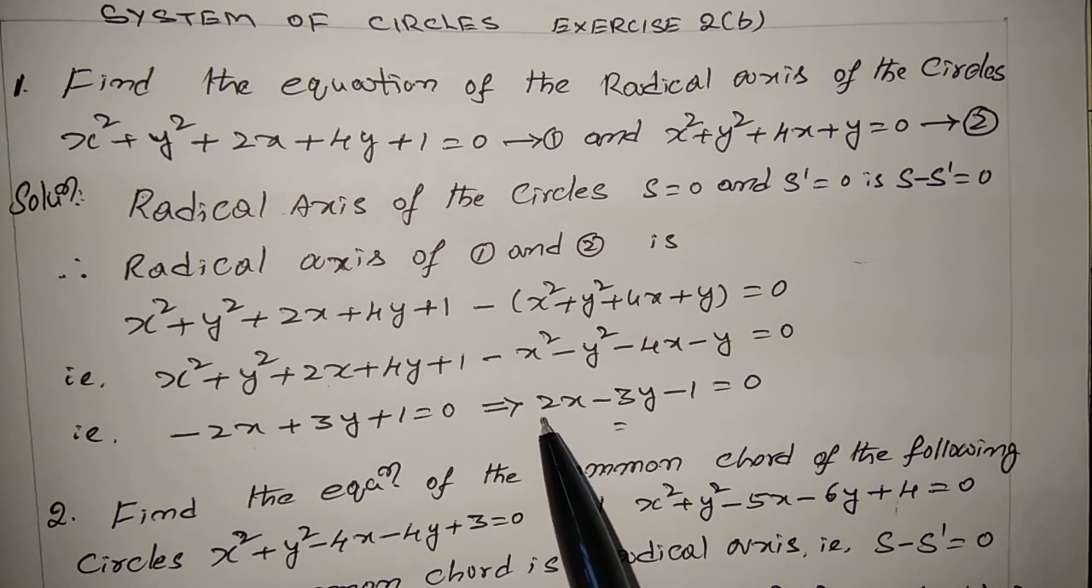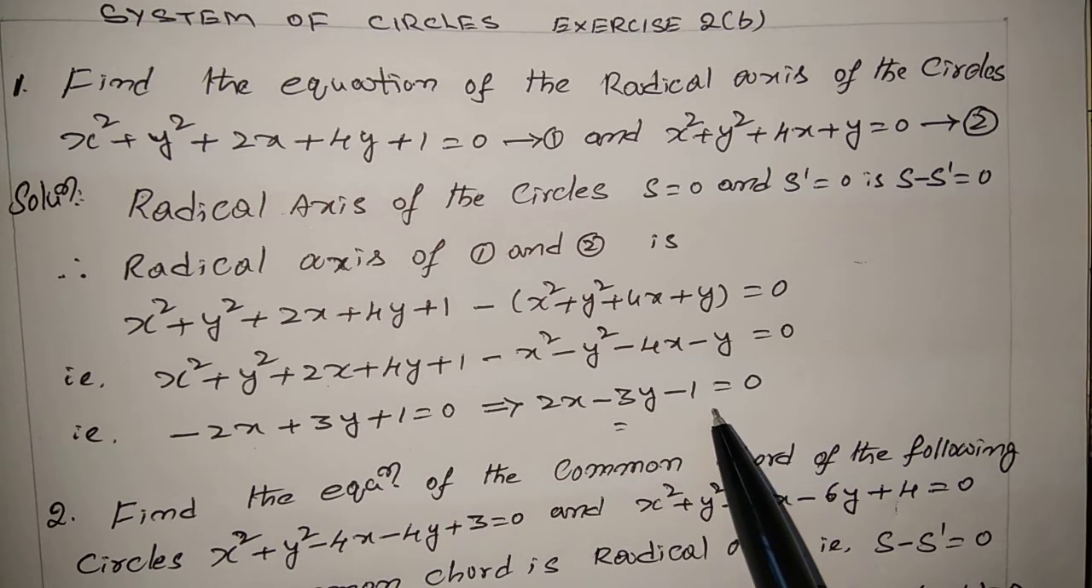That implies 2x minus 3y minus 1 is equal to 0. This is the radical axis of the given two circles.